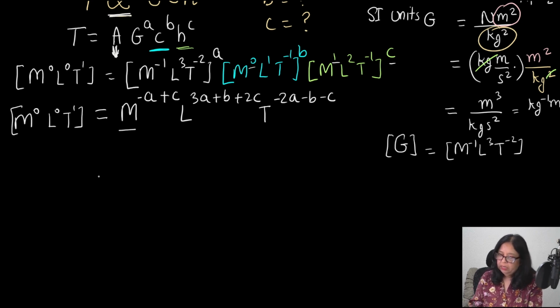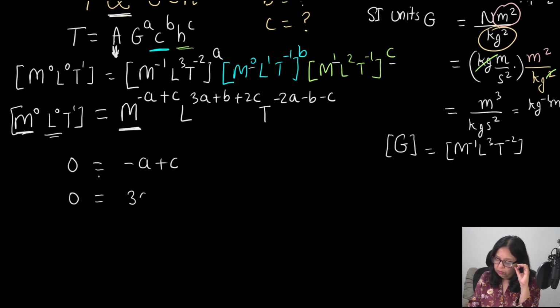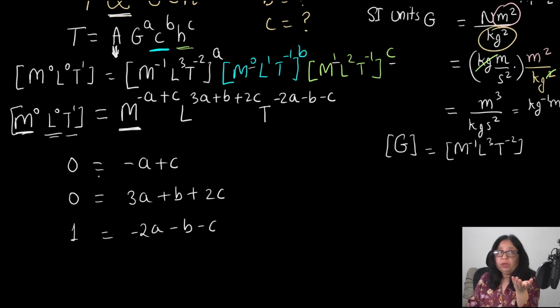What do we get? M is the base here. When the base is the same, equate the power. So on either side of the equation, when the base is the same, you equate the power. So we get for M, 0 equals minus A plus C. For L, 0 equals 3A plus B plus 2C. For T, 1 equals minus 2A minus B minus C. So here now we have 3 equations, 3 unknowns. Can we solve it? Sure we can. But I'll show you in a few minutes that we could have solved the problem without doing all this.